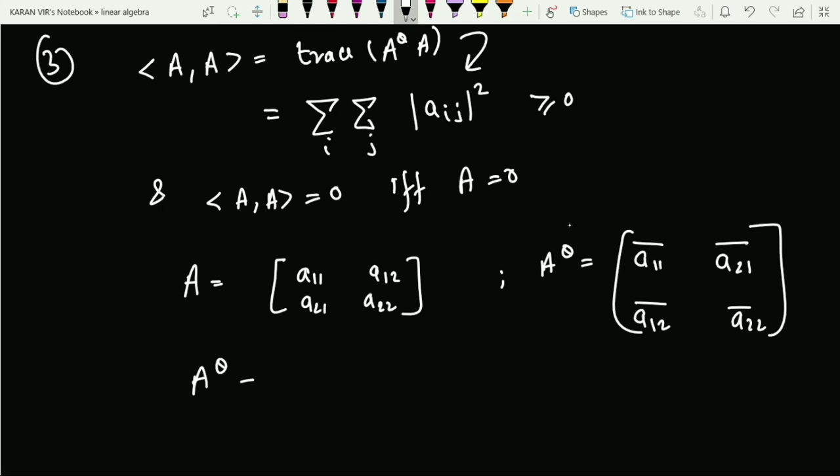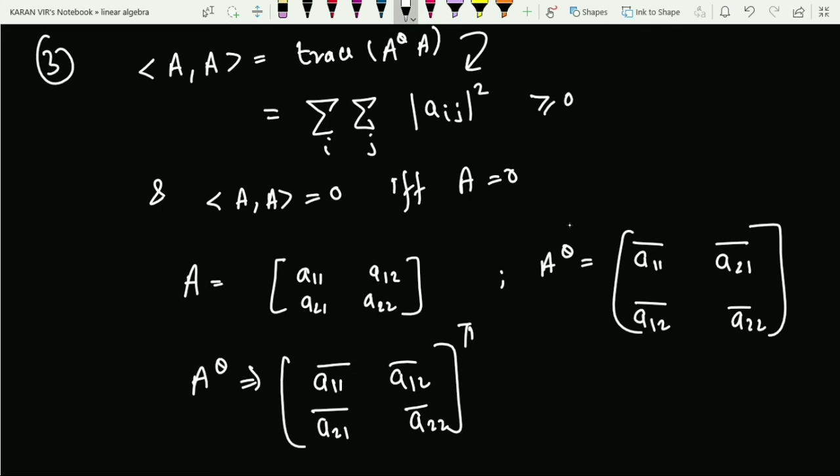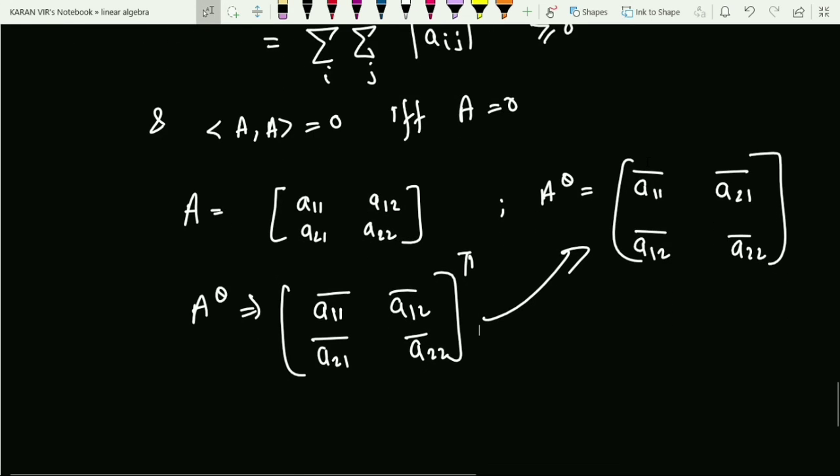What are the steps? You just need to take the conjugate and then take the transpose. If you take the conjugate, this will be a12, this will be a21 conjugate, this will be a22 conjugate. Now take the transpose, and on taking the transpose, I will get this matrix. So this is my A theta. Now my task is to calculate the value of A theta into A.